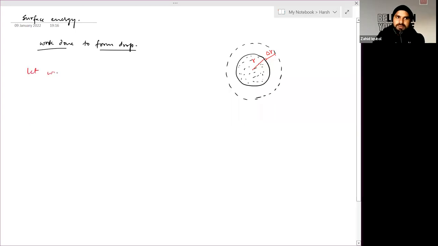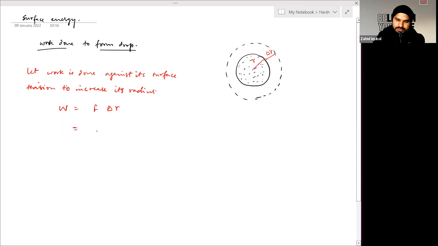So let work is done against its surface tension to increase its radius. So work done equals simply force times displacement. Force in terms of surface tension will be surface tension multiplied by the length of its interacting boundary, times delta r. This length into delta r, that is breadth. So length and breadth will combinedly define the change in area. So we can write T times delta A equals the net work done. Is it clear? Yes, sir.